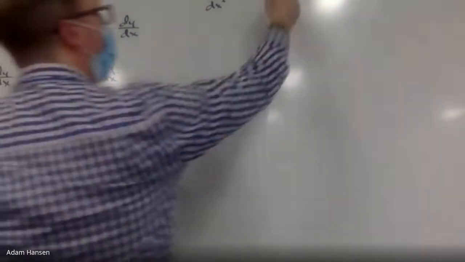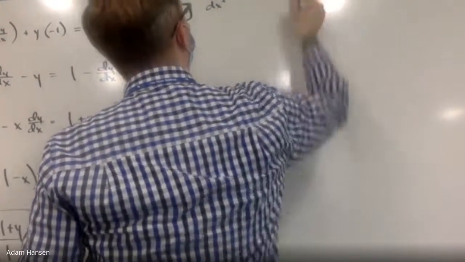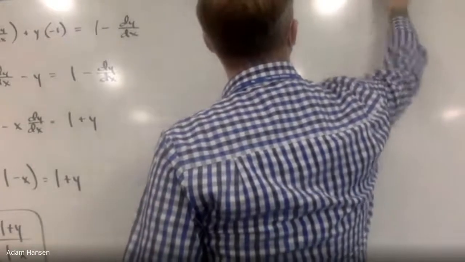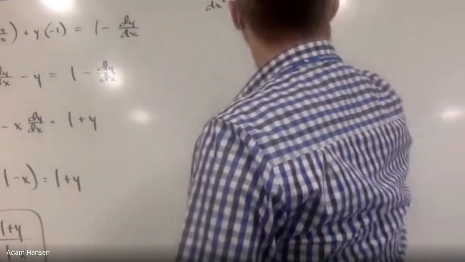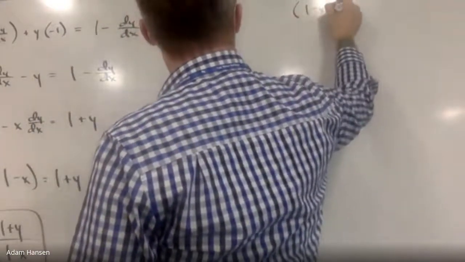Derivative of y is dy dx, like you said. Minus high, 1 plus y, times d low. What's the derivative of 1 minus x? Negative 1. All over quantity 1 minus x squared.